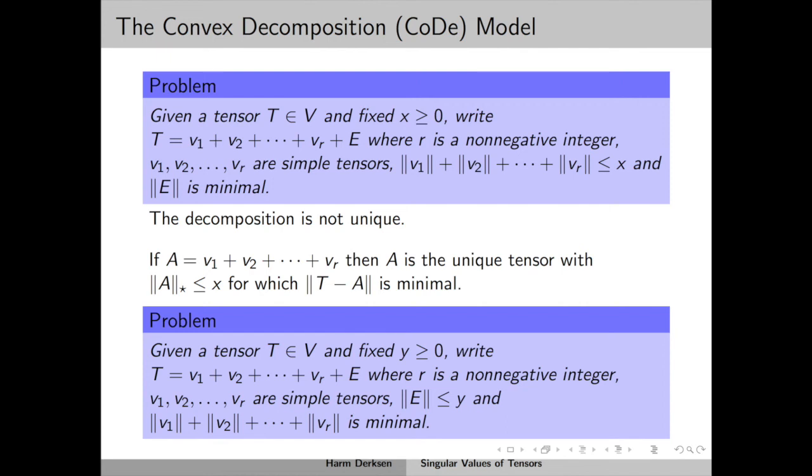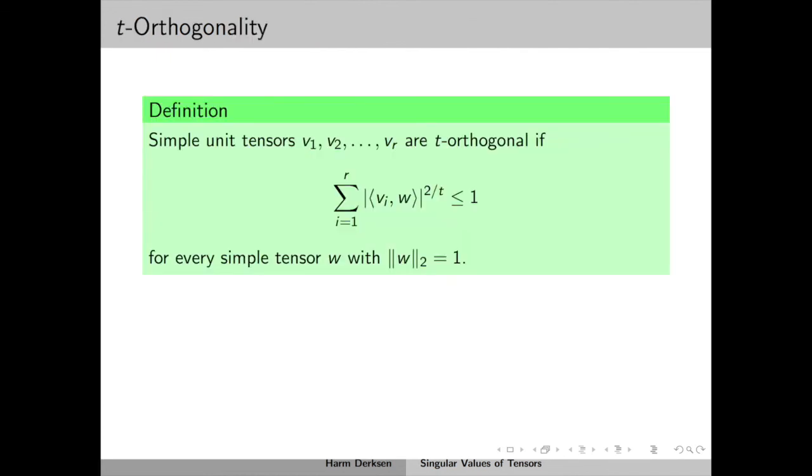So what you get is some kind of optimization problem. There are different ways of formulating it. You could, for example, limit the nuclear norm, or you could limit the error and then try to minimize the sum of these lengths. So there are various ways of writing down optimization problems that will give you these kinds of decompositions.